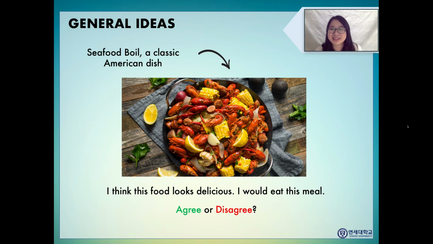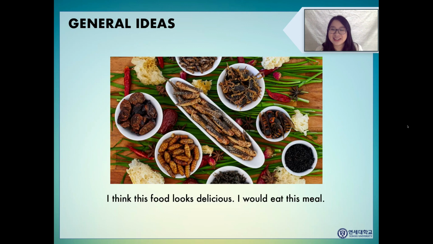All right, how about this one? I think this food looks delicious. I would eat this meal. Agree or disagree? Look at this delicious. In English, we call this a murder hornet. Look at this murder hornet, a murder wasp. Mmm. Okay. So now we know our opinions about different types of food.